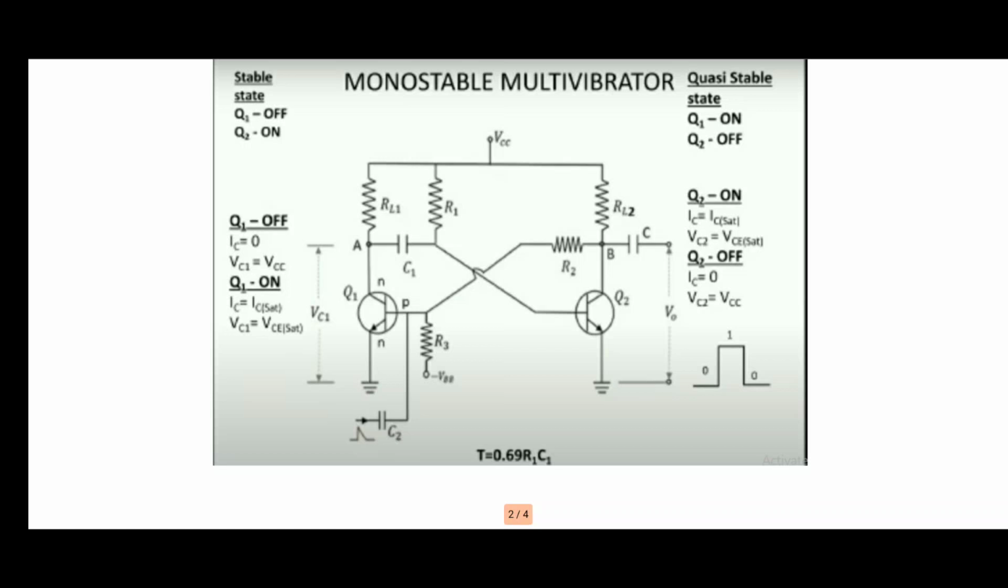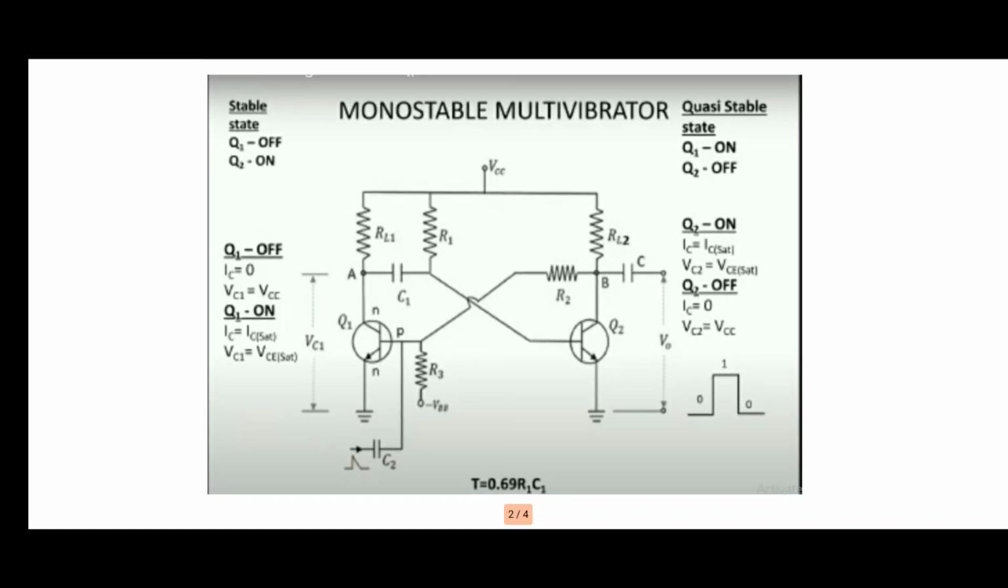Now this R3 is the resistance which gives negative bias to keep Q1 in the off condition, and this C2 is a capacitor. Here in this place we have to give a trigger pulse to the transistor Q1. So now we can see the operation.